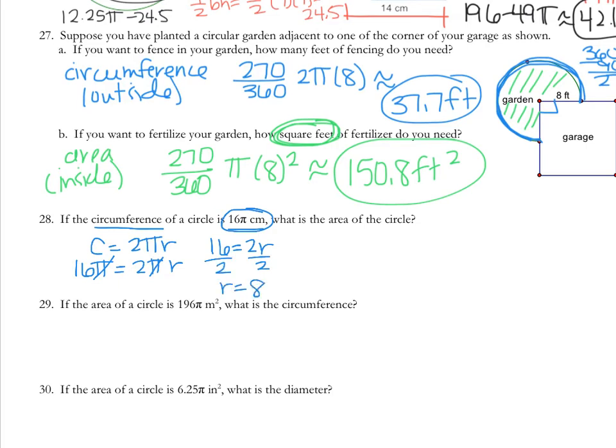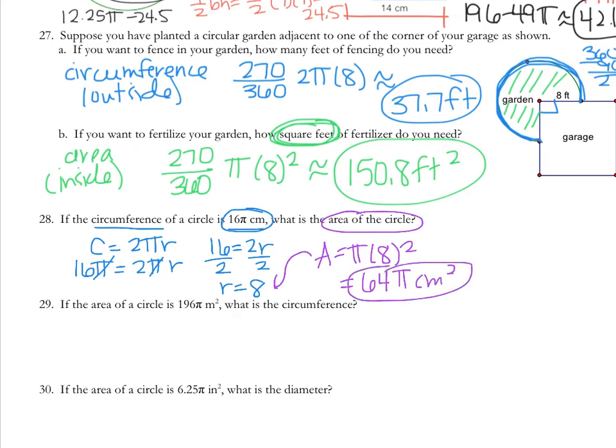Now I do need to make sure I finish the problem. The problem is asking me to find the area of the circle. Now that I know the radius is 8, that should be pretty easy to find. Area is pi r squared, so it's going to be pi 8 squared, and you're going to get 64 pi centimeters squared. You can leave it in pi form, because I didn't tell you otherwise, or I'll take the decimal answer. Either would be fine.